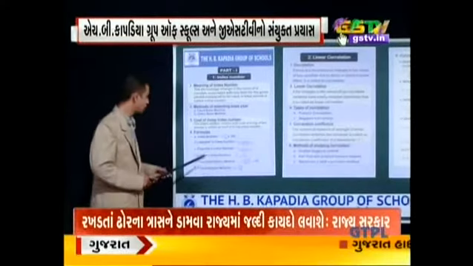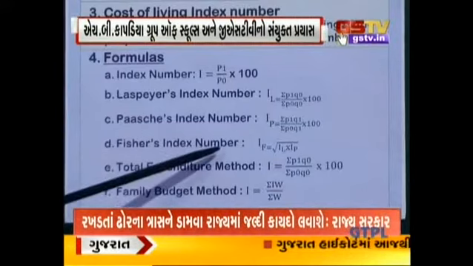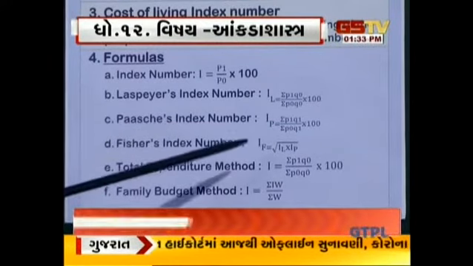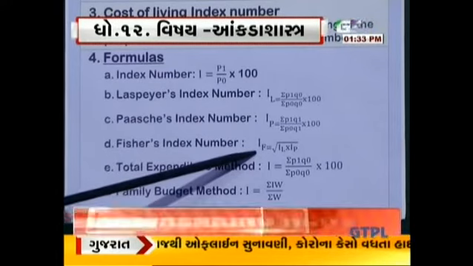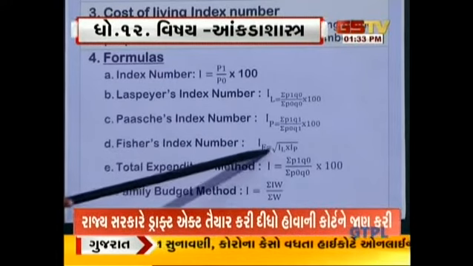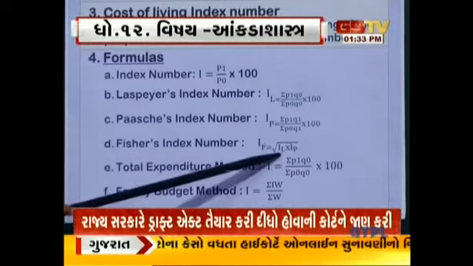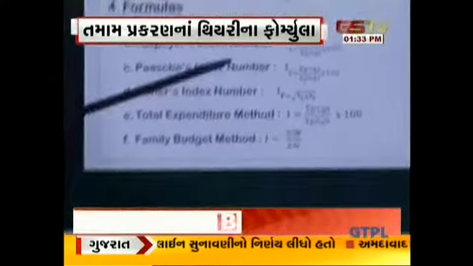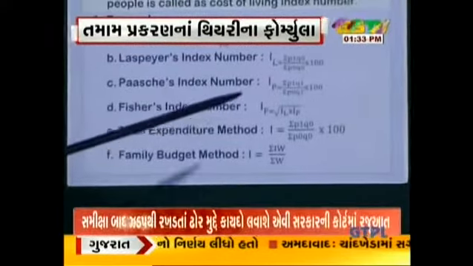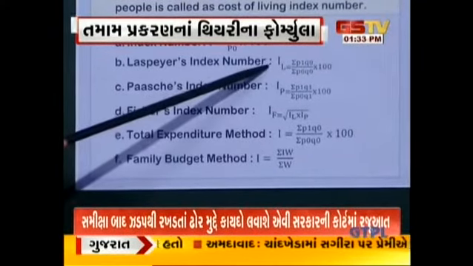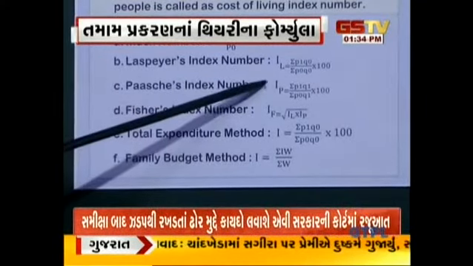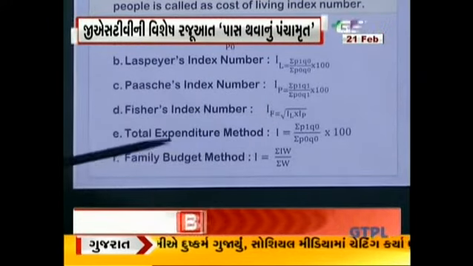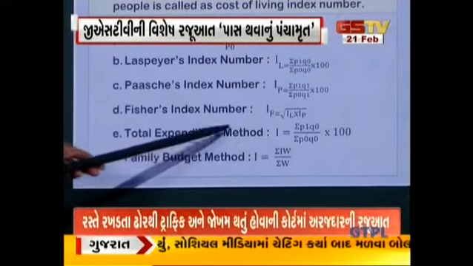Next, third, Fisher's index number. Fisher's index number is denoted as IF. The formula to find IF is equal to the square root of IL into IP. Whenever you are asked to find the value of IF, first you should find IL, then IP, and then you can find IF. Now next, total expenditure method.